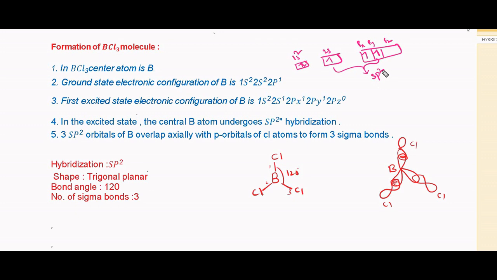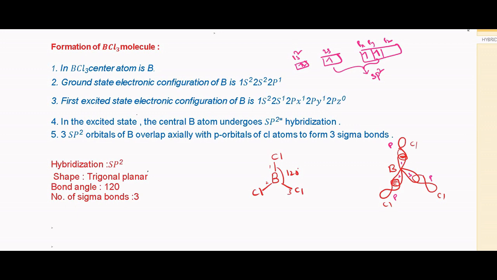These three sp2 orbitals of boron, see here 1, 2, 3, overlap with p orbitals of chlorine. This is the p orbital of chlorine, and this is the p orbital of chlorine, and they form three sigma bonds. One sigma bond here, a second one, and a third here. This is the formation of BCl3, or boron trichloride. In BCl3, hybridization is sp2, shape is trigonal planar, bond angle is 120 degrees, and the number of sigma bonds is 3.